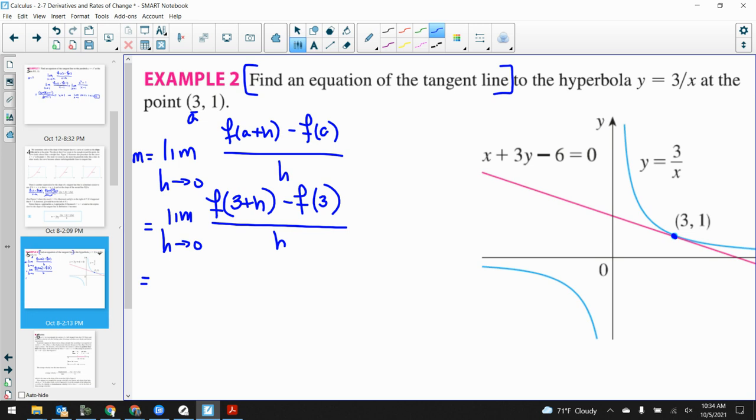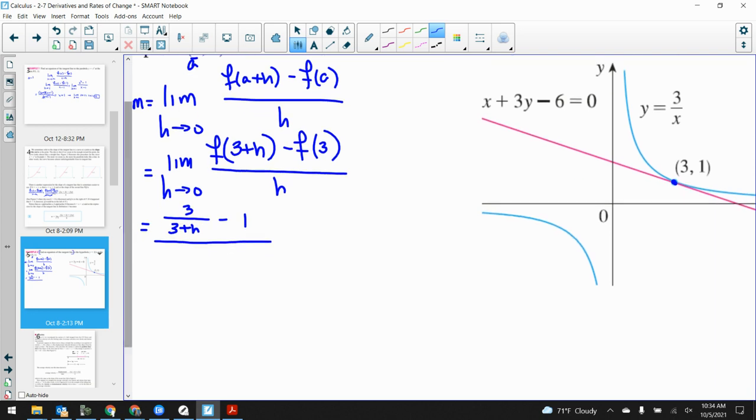Go back to your equation, 3 over x. So this is really like saying 3 over 3 plus h, minus f of 3. Well, what is f of 3? If I plug in 3, what do I get? 1. But I was told that anyway, right? That was the point. Did I need to give you that y value? We could have found it, right? Sometimes I do, sometimes I don't. Just kind of depends. And again, we got that by taking 3 and plugging it into here. 3 divided by 3 is 1.